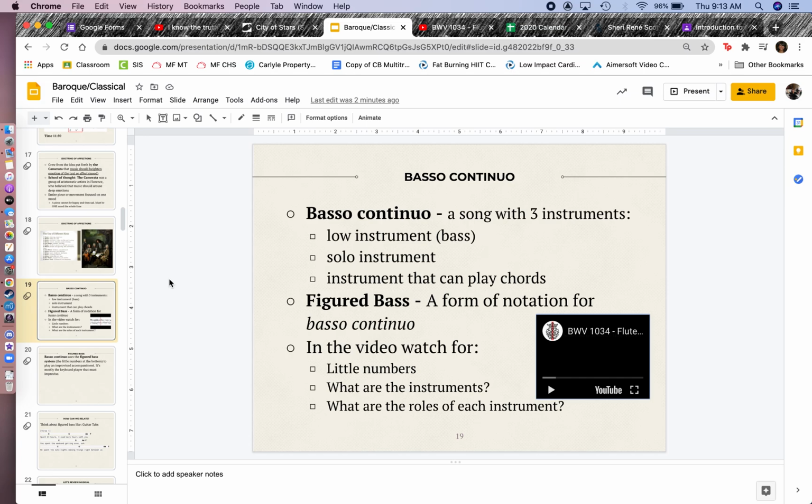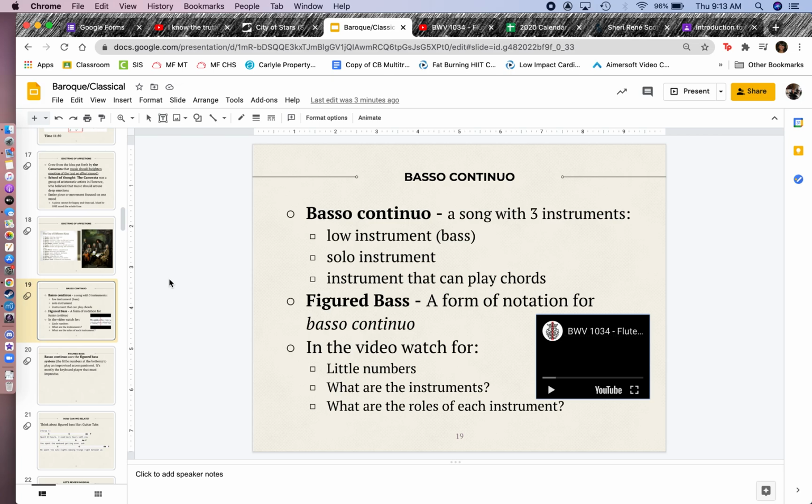So that's basso continuo. Figured bass is what they actually use when they're reading. It's like reading the notes plus something a little extra. It's a form of notation. So when we watch this video, I want you to pay attention for the little tiny numbers at the bottom. That's really what basso continuo is, these little numbers at the bottom.